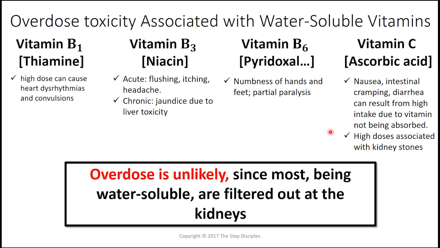Overdose is unlikely for water-soluble vitamins, since most, again, being water-soluble, are filtered out at the kidneys. Again, how the kidneys work is that they filter everything and reuptake what they're going to reuptake. And we don't really have transporters. And if we do, they're not very good at reuptaking the water-soluble vitamins.